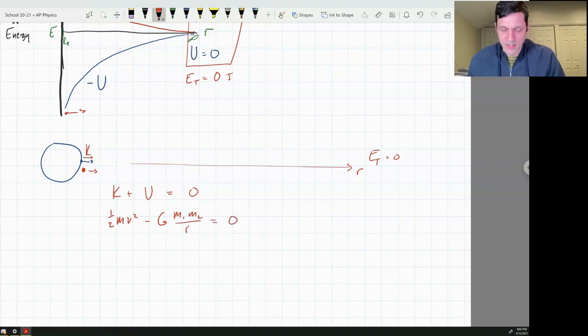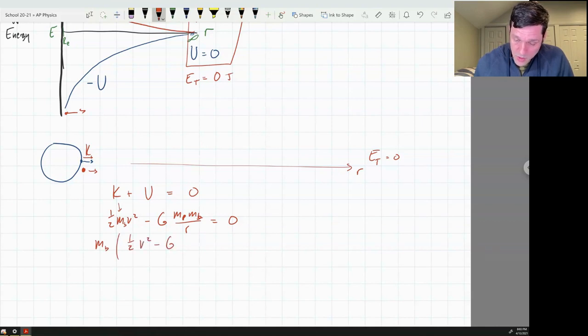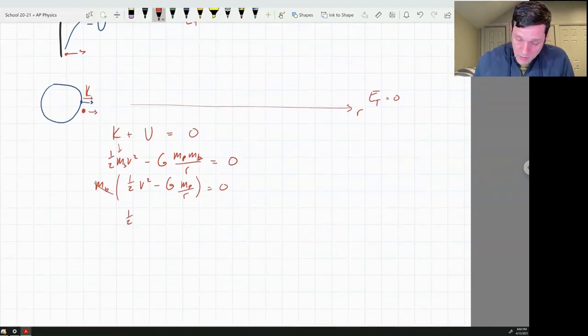So let's see if there's any sense we can make of this. Well, m1 is usually the bigger mass, the mass of the planet, for example, and m2 is, let's say, the mass of the ball, the thing that we're launching. And so that would also be the mass of the ball in our kinetic energy. So we could factor out that m, the mass of the ball, times 1/2 v squared minus G times the mass of the planet over r equals zero. So we can cancel out the mass of the ball. What we're left with is 1/2 v squared equals G times the mass of the planet over r.